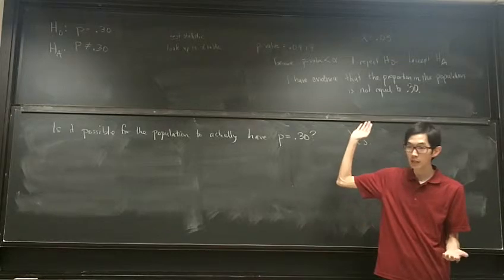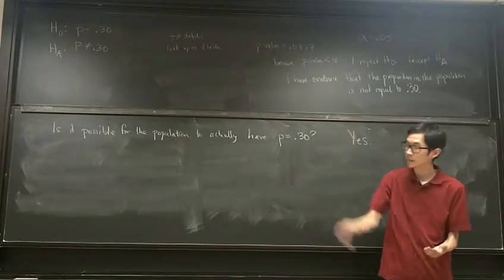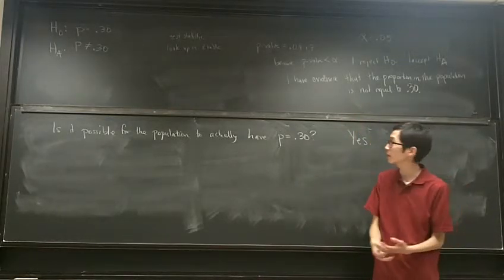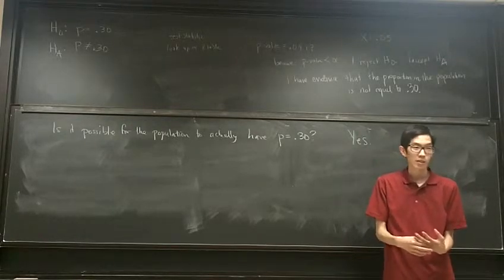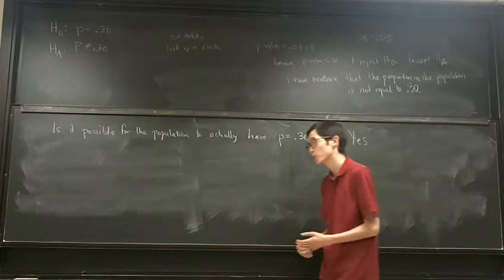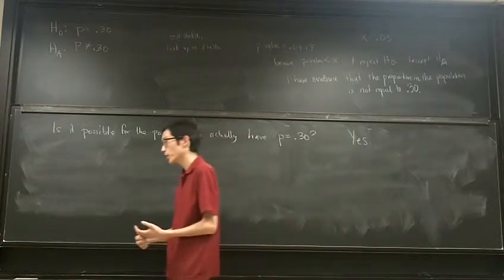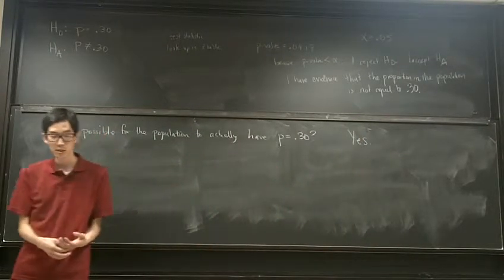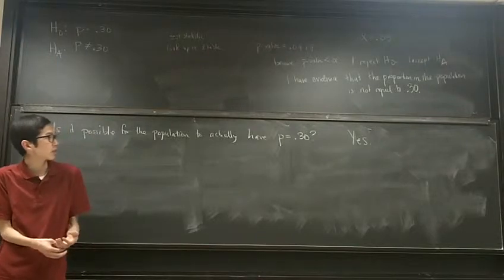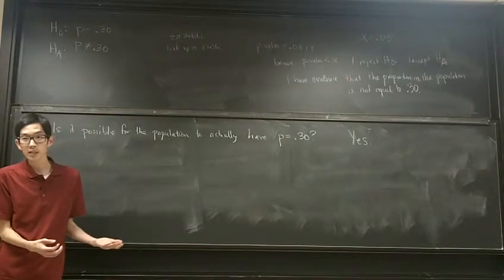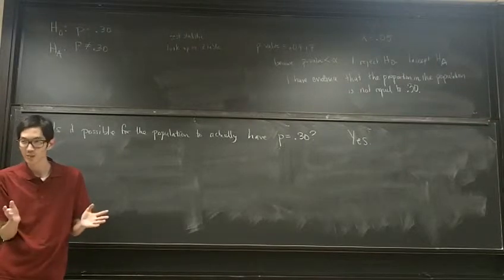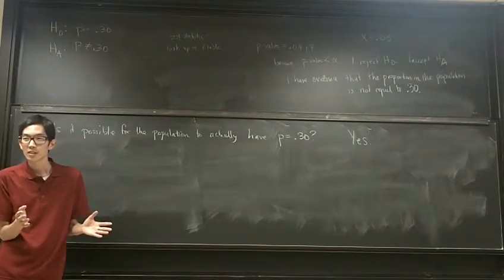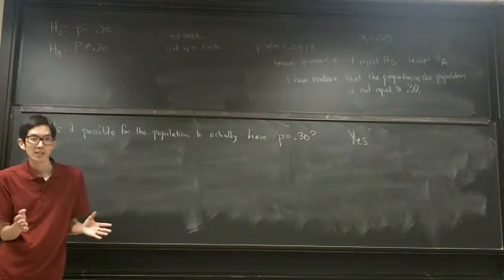And when I do the math, my p-value is 0.0417. So that led me to conclude that the population actually is not 30% SUV drivers. But in reality, it is 30% SUV drivers. Am I losing you guys? Yes, no?